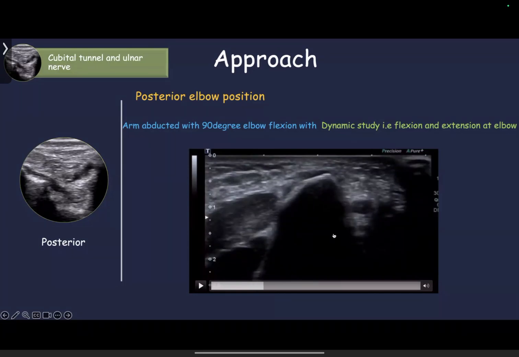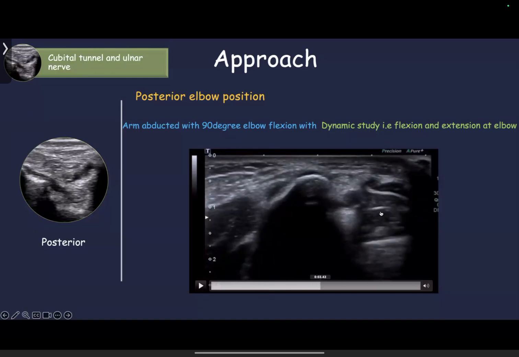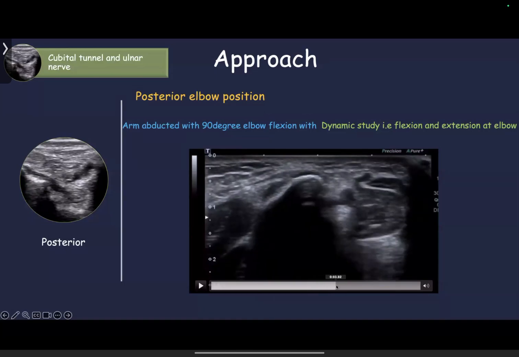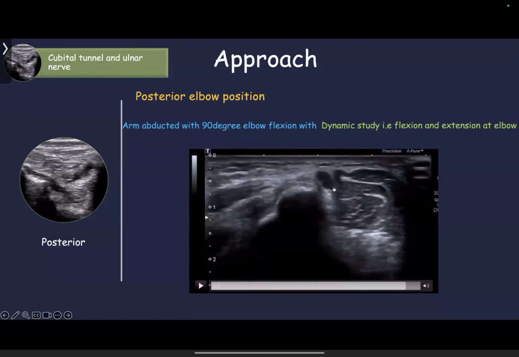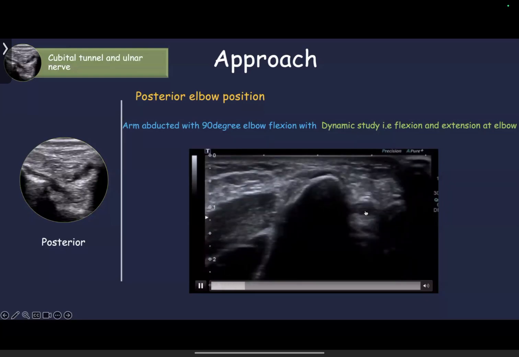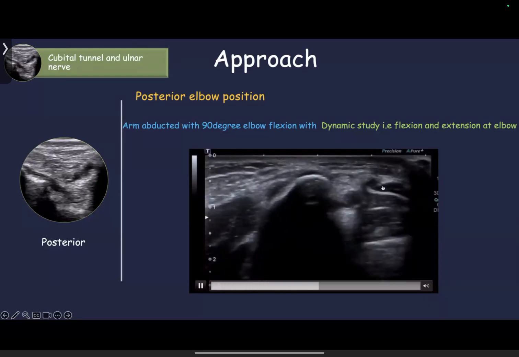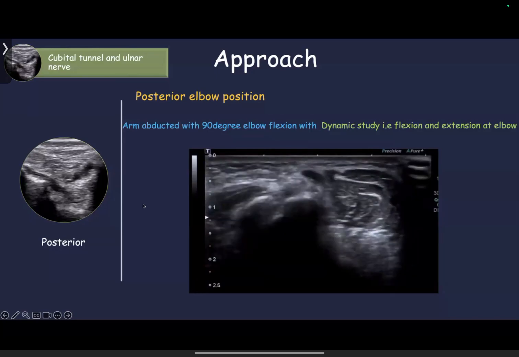Look at this hypoechoic thing. It is coming up, and something coming from behind is pushing the ulnar nerve to go medially. See, this is the ulnar nerve and it is subluxing over here, and along with that, the hypertrophied triceps muscle is also subluxing here. So this is nothing but snapping triceps syndrome. We'll just run this video again. This is the swollen, thickened ulnar nerve along with the triceps which is pushing it, and it is getting down, right?